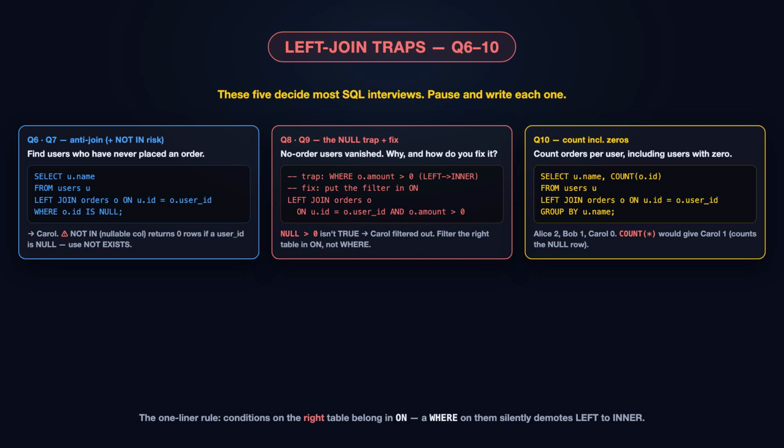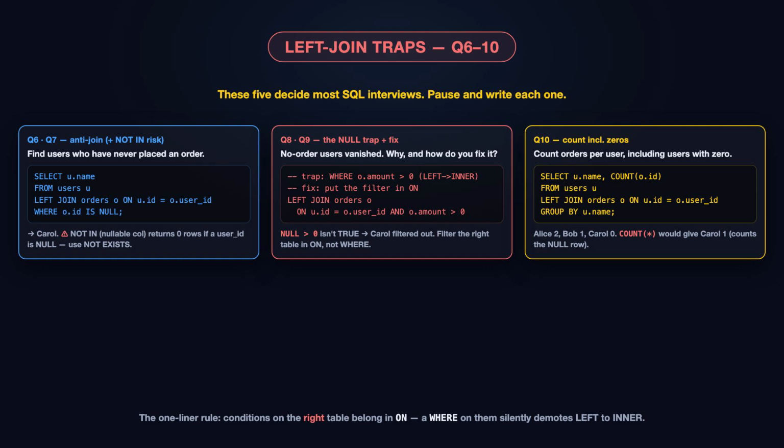Question 8, this query is supposed to list every user with their order amounts, but the users with no orders vanished. Why? The query left joins orders and then says where o.amount > 0. Pause and diagnose it. Carol's amount is null, and null > 0 is not true, so her row is filtered out after the join. A where clause on a right table column silently demotes your left join into an inner join.